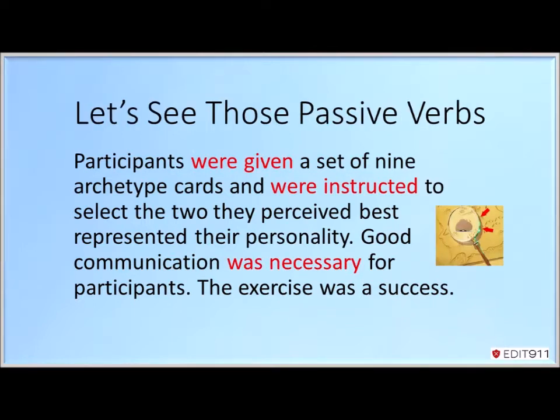I've put those passive verbs in red. Participants, blah, blah, blah, were given, were instructed, and was necessary. You may question my call that was necessary as passive, but I'll be explaining that soon. I'm trying to show how sometimes you really have to get in there and not just pick really obvious examples. Now there's active, the exercise was a success, and the two they perceived best represented. We've got some active and we've got some passive, because there's almost always a blend, and so you have to sort of root it out.